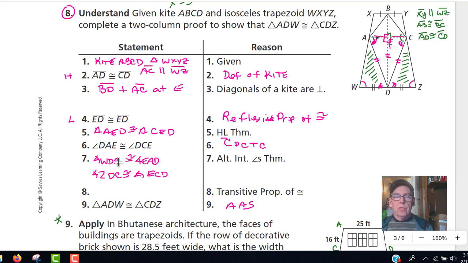Transitive property of congruence, let's see. DAE is this one, and DCE is this one. So we're going to use transitive property, and that's going to leave these two equal to each other using number 6 and number 7. So we can say angle WDA is congruent to angle ZDC, which gives us the angle that we needed.